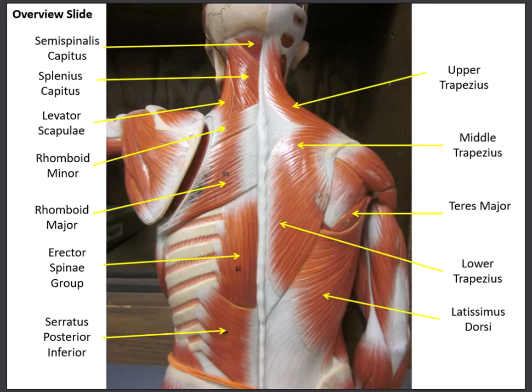So this is an overview slide. These are the muscles that we're going to look at in this lab. Just to give you an idea, a couple of reminders. The muscles on the right hand side on this model happen to be all superficial muscles. So these are the muscles that would be closer to the surface. And if you notice, the left side does not look like the right side. That's because the superficial muscles have been removed and we are seeing the deeper muscles.